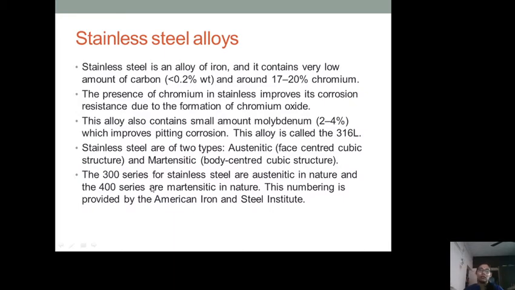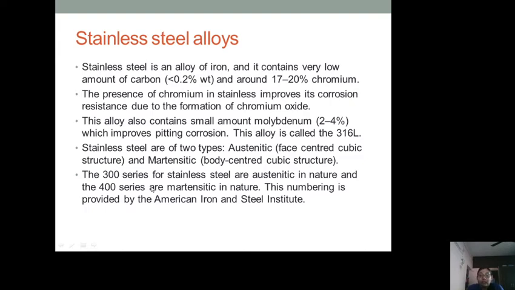When the metal comes in contact with oxygen, the chromium oxidizes first, and then it protects the underlying steel part of the alloy. This alloy also contains a small amount of molybdenum, which improves pitting corrosion resistance. We shall discuss different types of corrosion in a bit. An alloy of iron that has carbon, chromium, and molybdenum in it is called 316L. So it is stainless steel 316L.